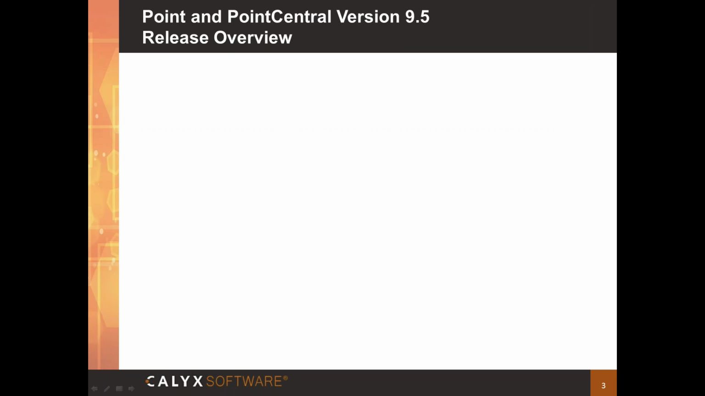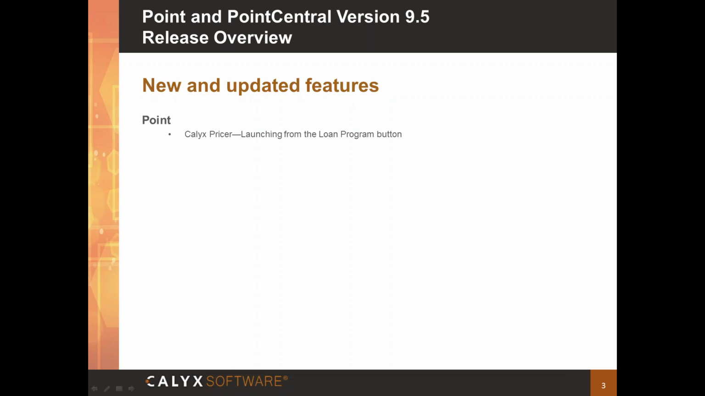Now, what we're going to look at first is the features that have been updated and what are new. Just a list of them, and then we will look at them individually. First is going to be Point. With the Calix Pricer, we have created the ability of launching straight from the loan program button.